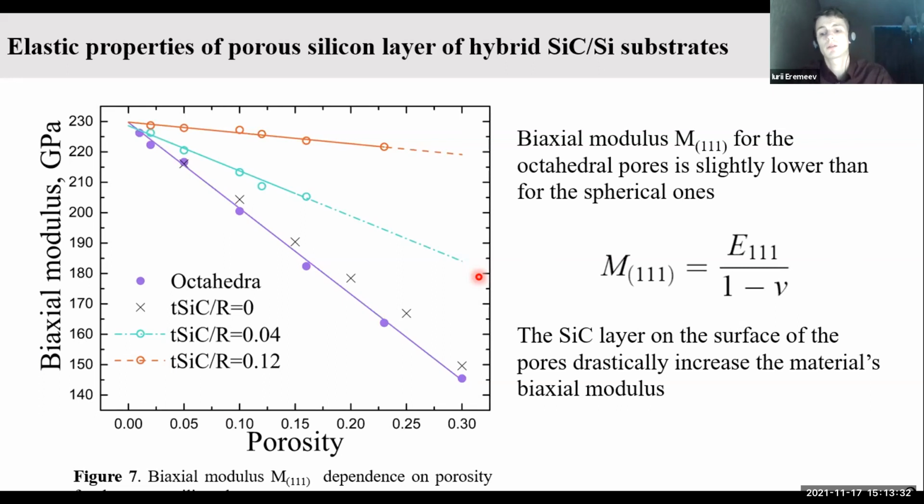A thin CC boundary layer with different thickness greatly increases the biaxial modulus. And for the case of the thickness of this CC over R relation about 0.12, you can see there's almost no difference in the biaxial modulus on the figure with different porosity.